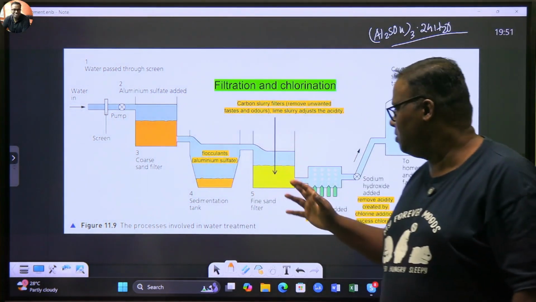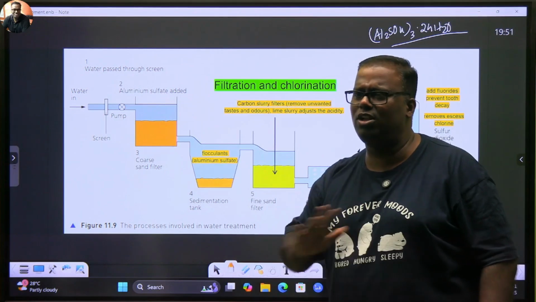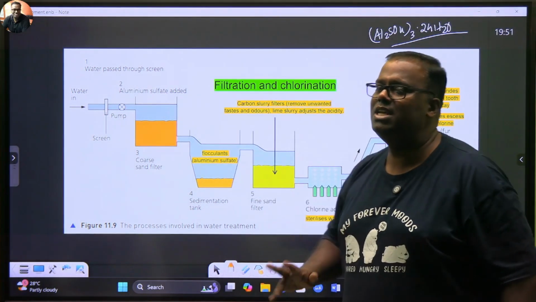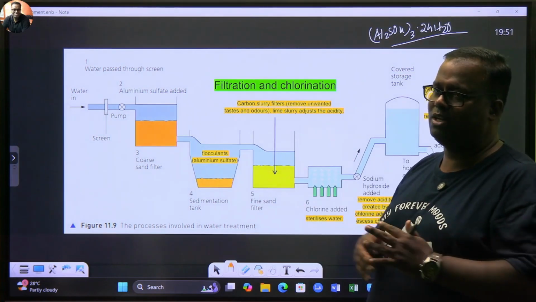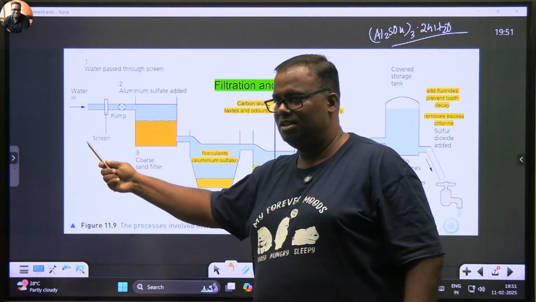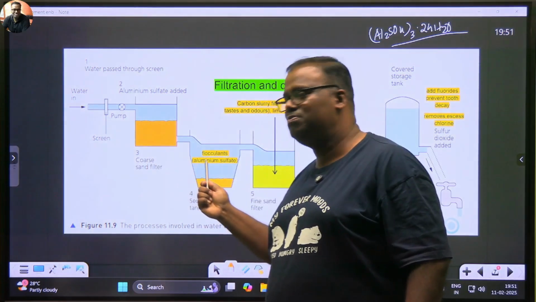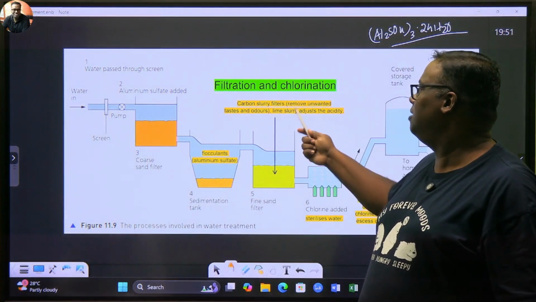Now here we will have fine filter sand. See, it's all the job of filtration going on. Our job is to trace out as much impurity as you can: big ones, little bit smaller ones, extreme smaller ones, and then it goes to carbon slurry.